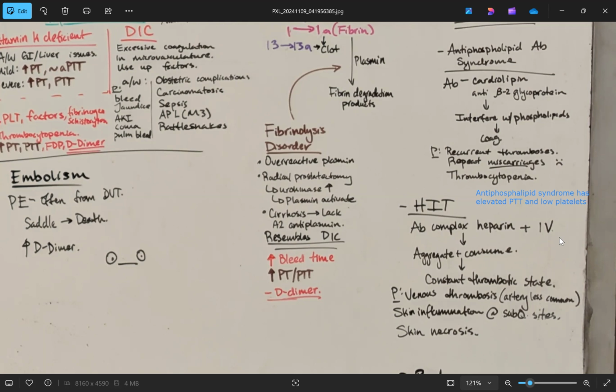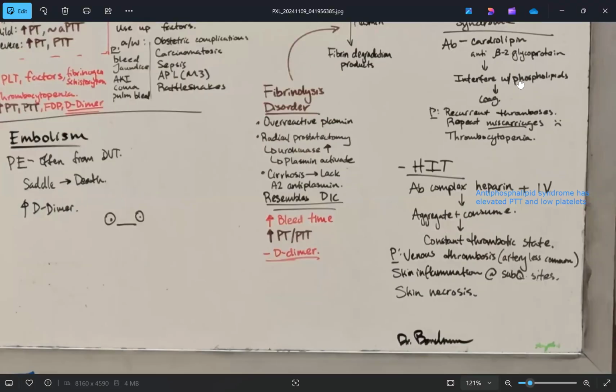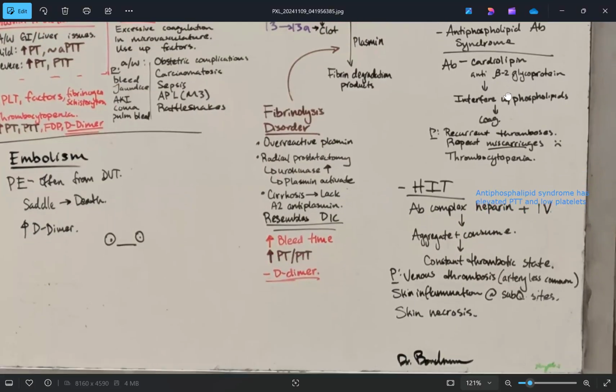It's not factor 4 like the clotting cascade, it's platelet factor 4, so it's PF4, platelet factor 4, heparin, for HIT. Okay, it's platelet factor 4. Yeah. Thank you.